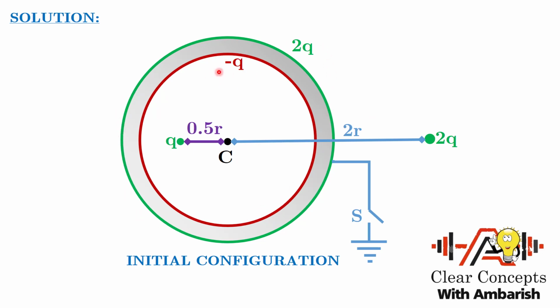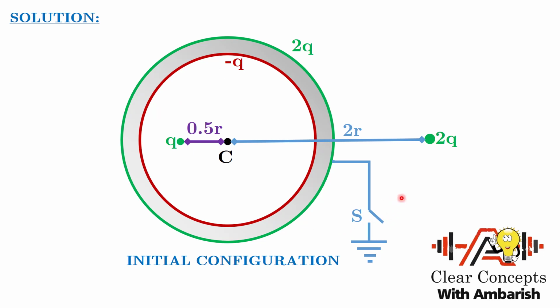So if minus q is coming inside, there has to be 2q on the outside. And of course this 2q is not uniformly distributed. It will be somewhat distorted due to the presence of this plus 2q over here, such that this 2q and this 2q are giving zero field in the entire region inside the metal matrix and this cavity. Okay. And now there is a switch which we will be closing.